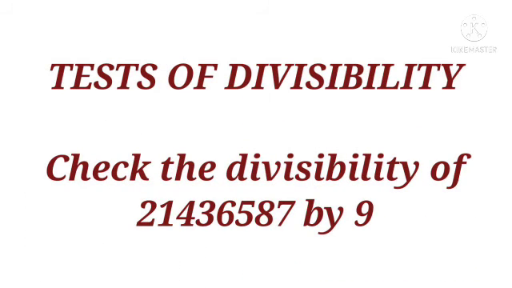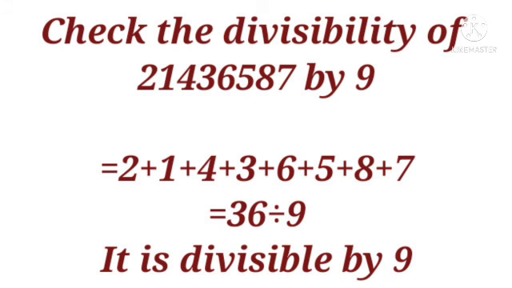For the next thing, let us look into the tests of divisibility. Let us check the divisibility of 21436587 by 9. For the solution, we have to find the sum of the digits, which is equal to 2 plus 1 plus 4 plus 3 plus 6 plus 5 plus 8 plus 7 is equal to 36. 36 is divisible by 9. Therefore, we say the given number is divisible by 9.